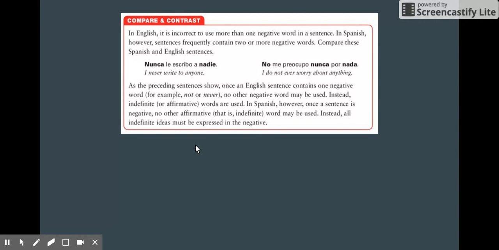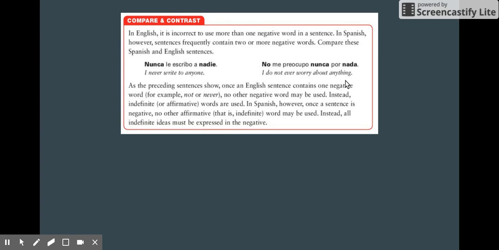One point to mention is that contrary to English, where generally you can't have double negatives, in Spanish it's different. So you have the sentence here, I never write to anyone. Never is the negative word, whereas anyone is an indefinite word. In Spanish, as soon as you have one negative word, every other indefinite word has to be negative. So you couldn't have nunca le escribo a alguien, which would be the direct English translation, you would have to have all of the indefinite words become negative. So nunca le escribo a nadie.